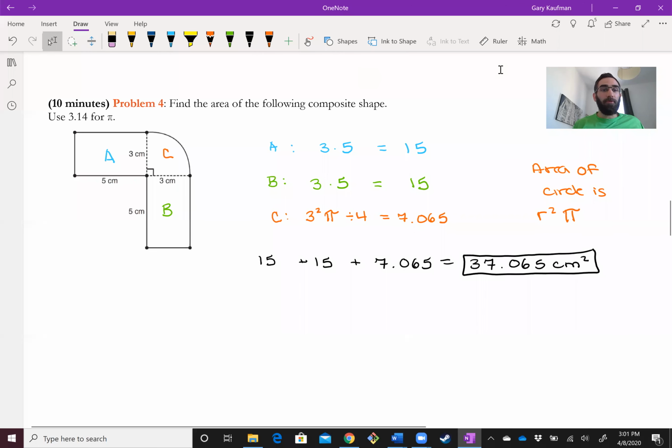Here's the answer to problem 4. Now I've color-coded it and labeled it. So I have my rectangle A, which was 3 by 5. Now you don't have to do B. You could realize that the rectangle B is the same as A and just do 15 times 2. C, I reminded myself that the area of a circle is radius squared times pi, and the radius is 3, so it's 3 squared times pi, but it's only a quarter of a circle, so I have to divide by 4, so I got 7.065. Then I added those 3 up to get the full area. Remember to make corrections if you need to.